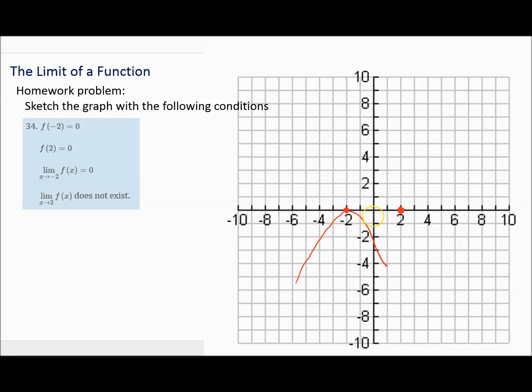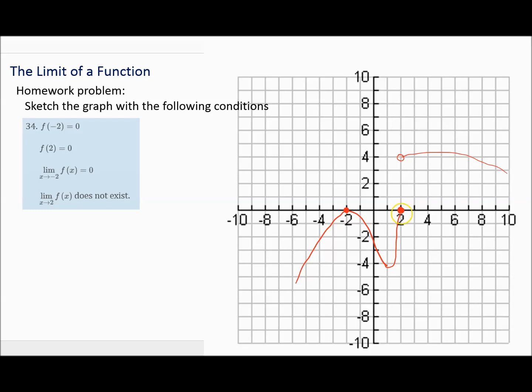As we get closer and closer to -2 from the right, my answer is 0. So that would work. But on the other hand, the limit as x goes to +2 doesn't exist. So I could come back up and meet the graph. Then on the other side, could have some situation like this. See, the limit from the left and the right don't match.